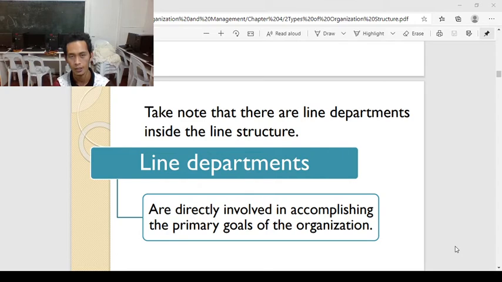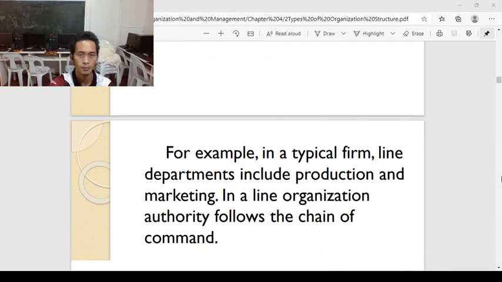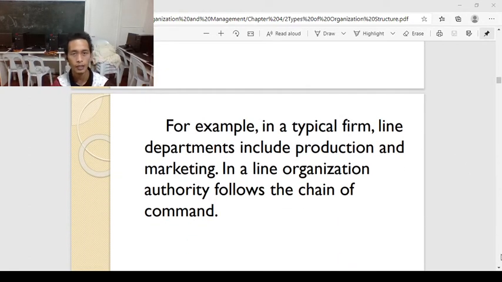There are line departments, and line departments are directly involved in accomplishing the primary goals of the organization. Who are these line departments? For example, in a typical firm, line departments include production and marketing, which are very crucial in achieving the goals and objectives of the organization. In a line organization, authority follows the chain of command.